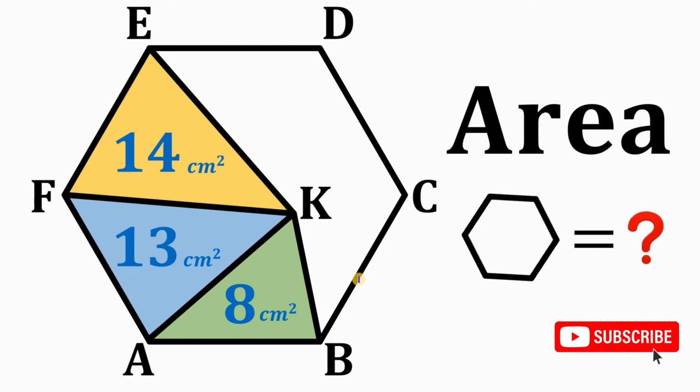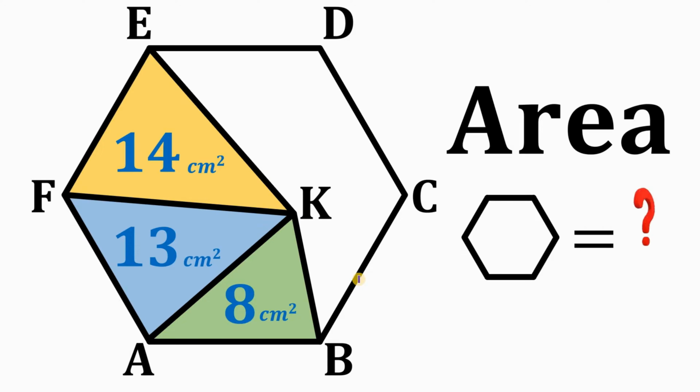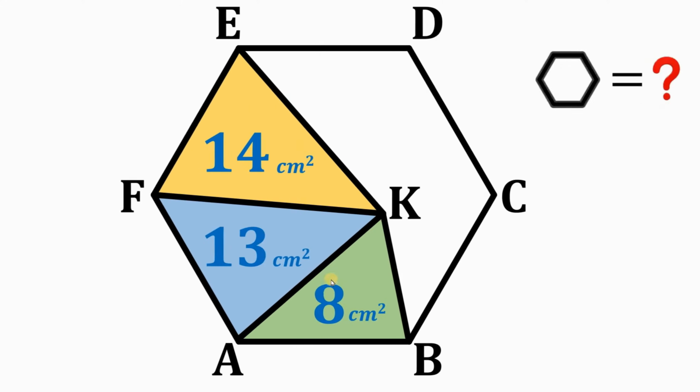Now pause this video right now and see if you can answer this question, because I will show you the answer and the solution in 3, 2, 1. Alright, the answer to this question is 54 square centimeters. Now the question is, how do we get 54 square centimeters? And here is our solution.